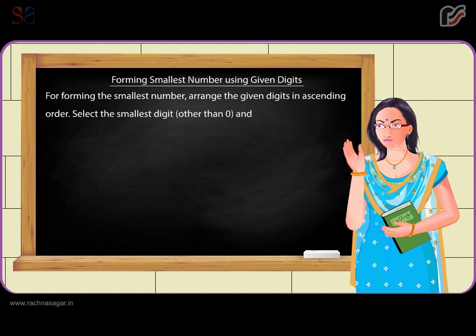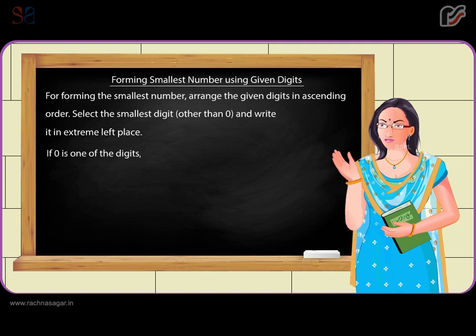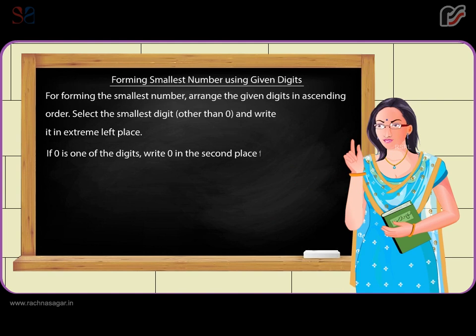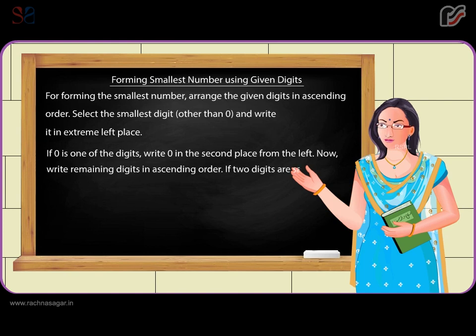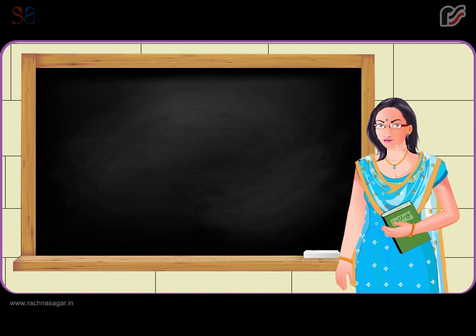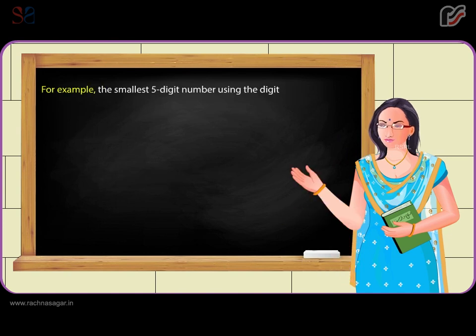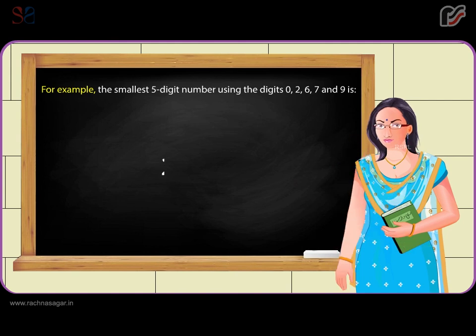Select the smallest digit other than 0 and write it in extreme left place. If 0 is one of the digits, write 0 in the second place from the left. Now, write remaining digits in ascending order. If two digits are same, write them in consecutive places. For example, the smallest 5-digit number using the digits 0, 2, 6, 7 and 9 is 20,679.